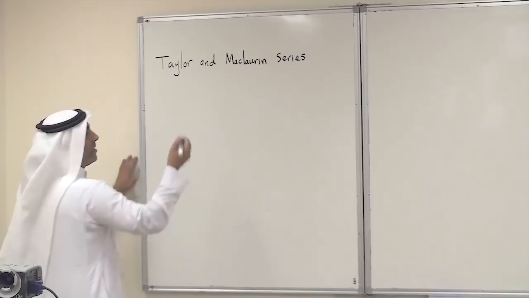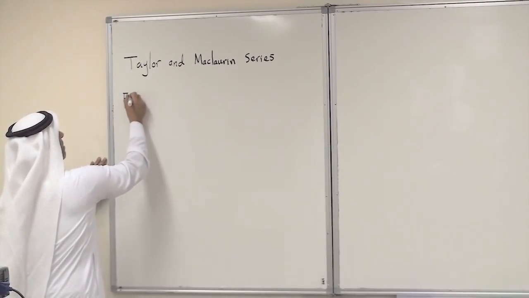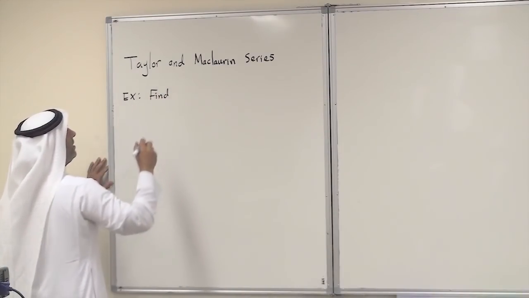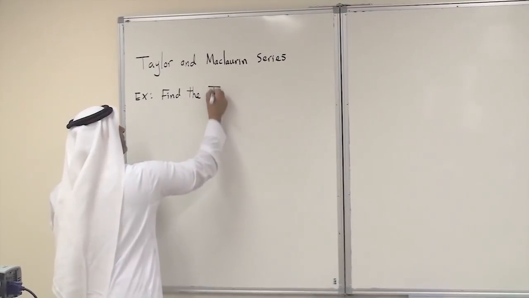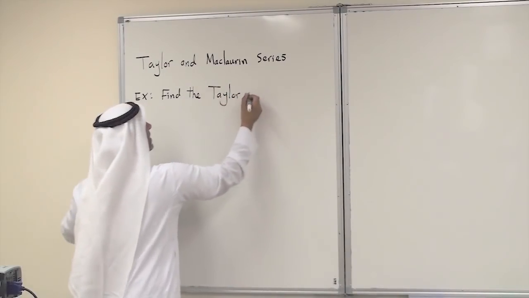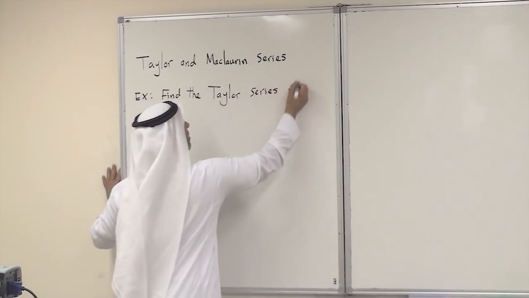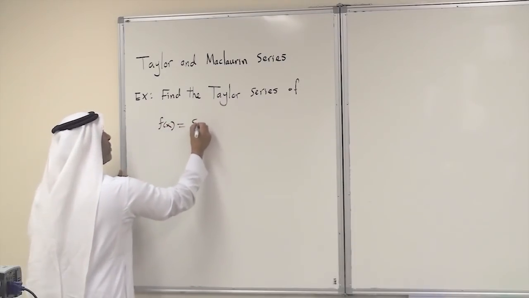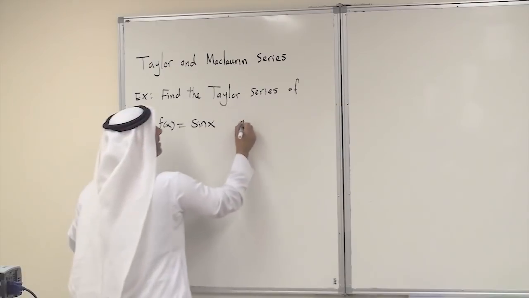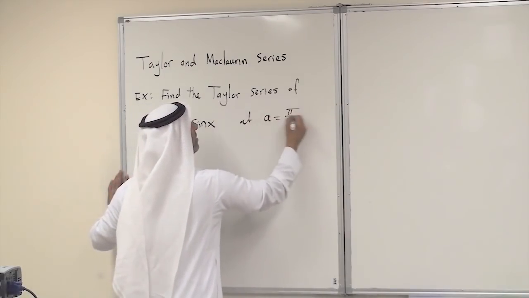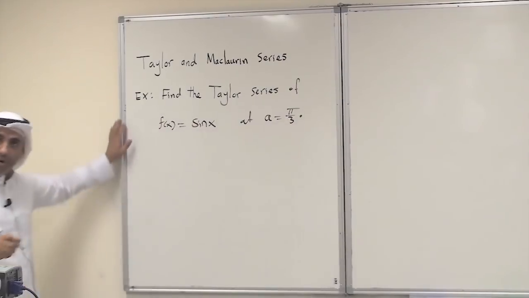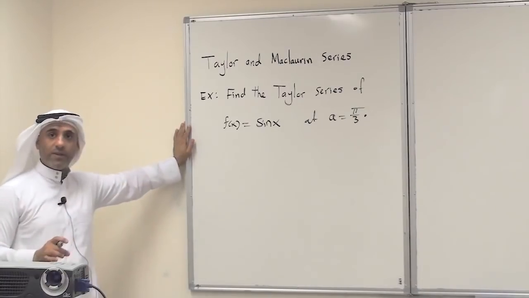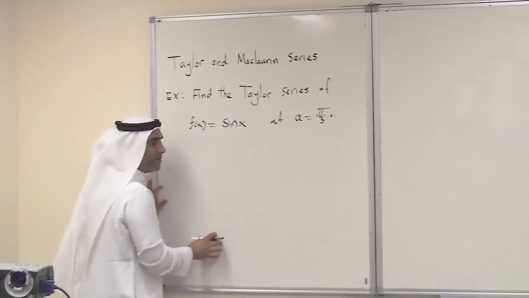Let's call this one another exercise. Find the Taylor series of, let us choose the sine function for instance, f of x equal to sine of x at a equal to pi over 3, just to see how to apply this formula. We are trying to find the power series representation, specifically here called the Taylor series, centered at a equal to pi over 3. Okay, fine. We know how to find it by using the theorem.